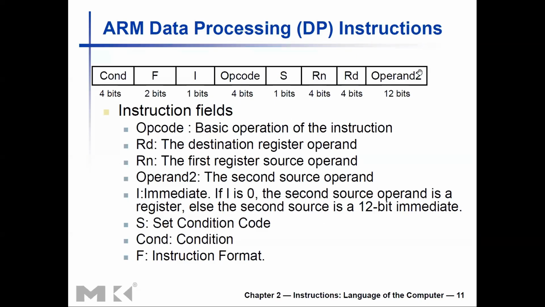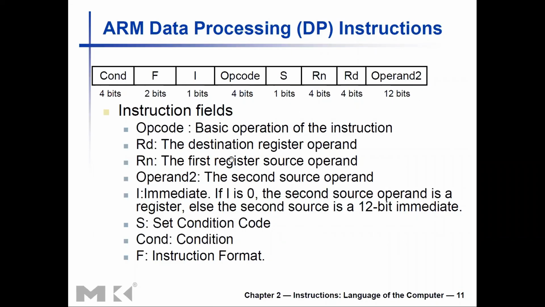And operand 2, the second source operand, could be a register number or an immediate value as well. We have looked at immediate operands as well. Those immediate operands or the second source register number both are going to be stored in this operand 2 section. Depending on the instruction you are using, it could be a register number or an immediate value.